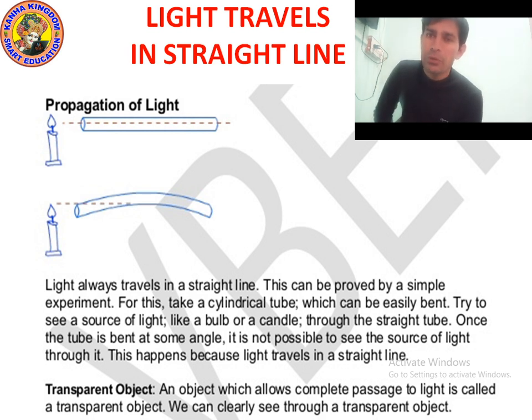What is the spelling of transparent? Transparent. What is the spelling of translucent? Translucent. What is the spelling of opaque? Opaque. Okay, now let's move on to the next point.